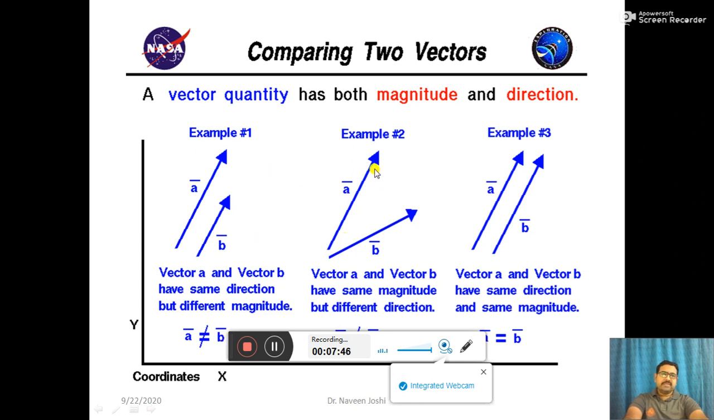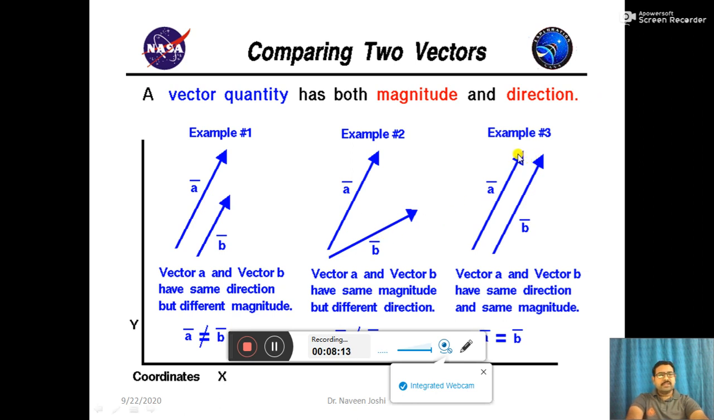So go to example 2. If you observe vector A and vector B, magnitudes are the same, that is, the lengths of vector A and B are the same, but the directions are different. Both the vectors are showing different directions. Therefore in the case of example 2 also, vector A is not equal to vector B.